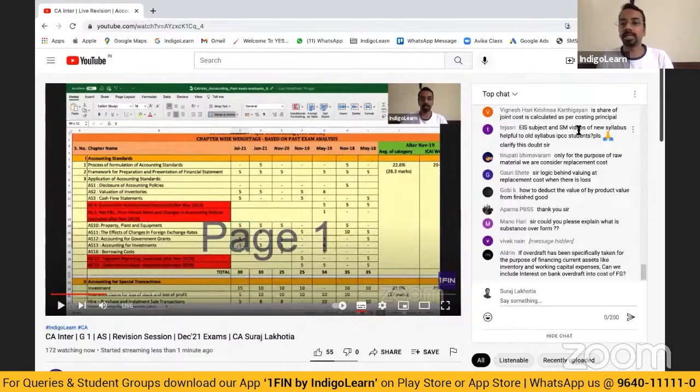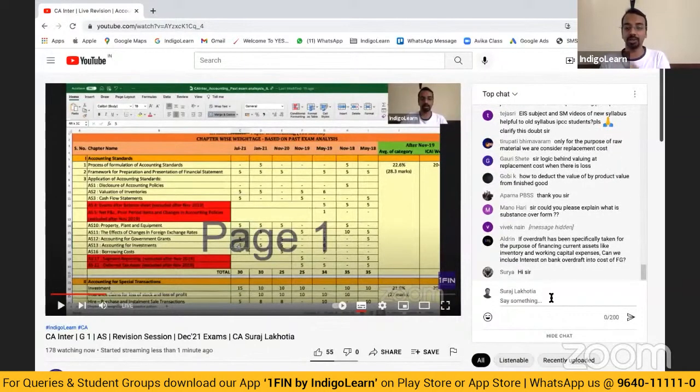There is a question: are EIS and SM videos of the new syllabus helpful for the old syllabus? SM is 100% helpful. EIS will not be helpful. If overdraft has been specifically taken for financing current assets like inventory, can we include interest on bank overdraft in the cost of finished goods? You need to check as per Accounting Standard 16 whether it is a qualifying asset. If it is a qualifying asset, you can include it, otherwise you cannot include it.